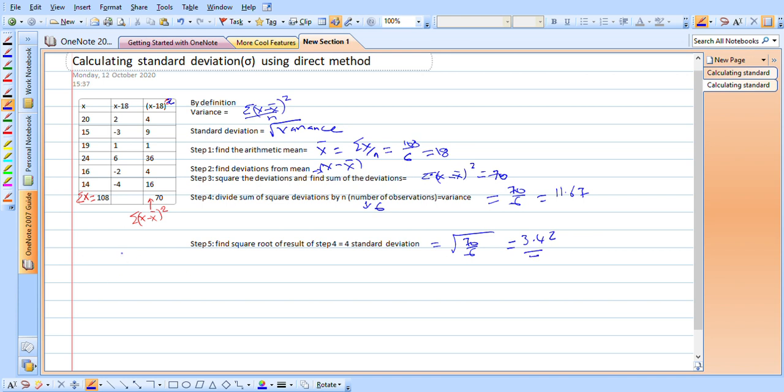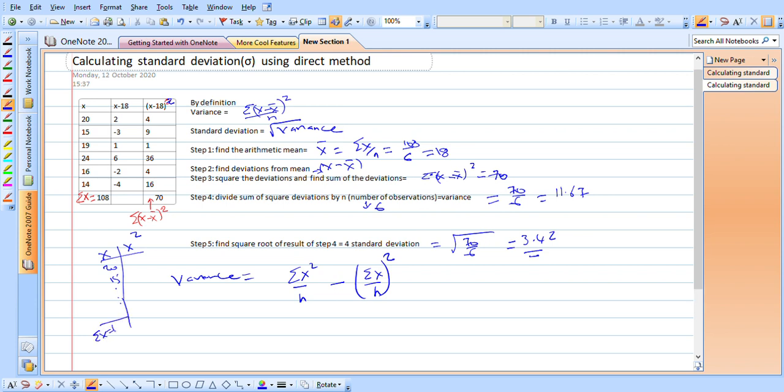Remember, this could also have been found by getting the squares. You would look for x, then you look for x squared, and in that case the variance would have been given by the sum of x squared over n, minus the sum of the x's over n, squared. So you would write down here your 20, your 15, all of them. Then you sum them up here.